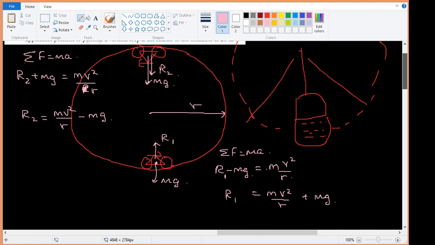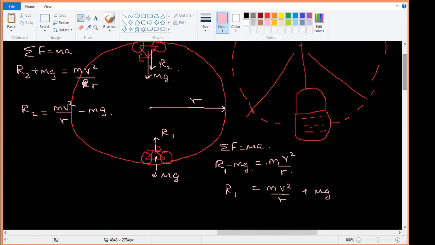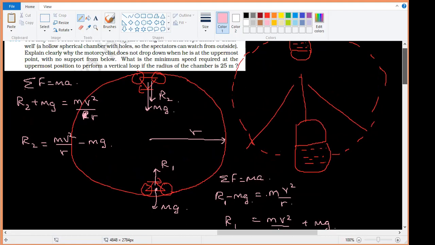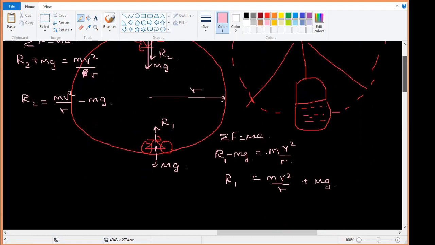So maybe I have not done these looping the loop concepts for you. Did we talk about looping the loop concepts? Maybe I have not done it. Okay, I think it's coming in the next chapter. But nothing wrong if we do a little bit of problem here itself, so that you feel comfortable.